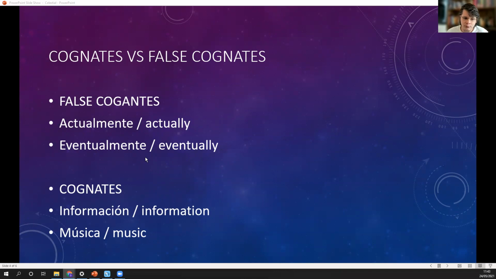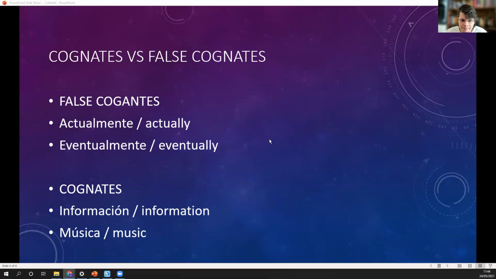And then we have other cases where we have complete cognates: información, information; música, music. They come from the same root, they have the same etymological base, and they mean the same thing. Whereas these false cognates have the same etymological root, they come from the same word originally, but because of a process of semantic change, they now mean different things in different languages.